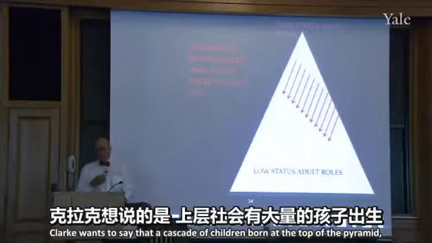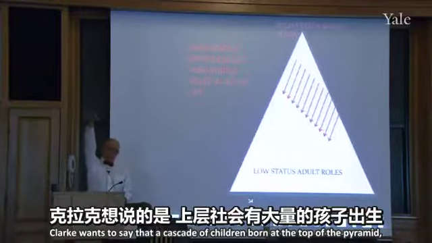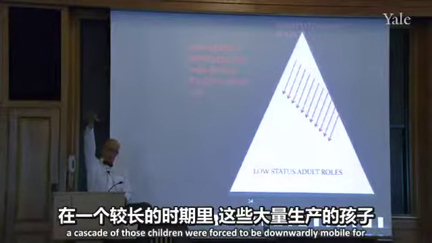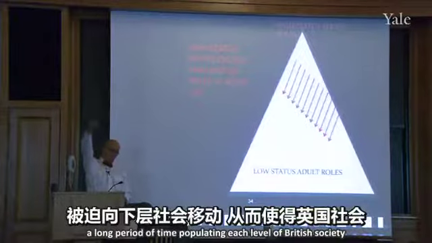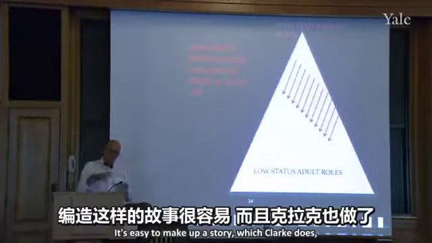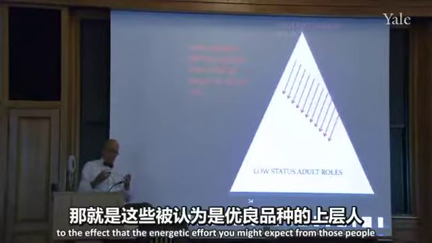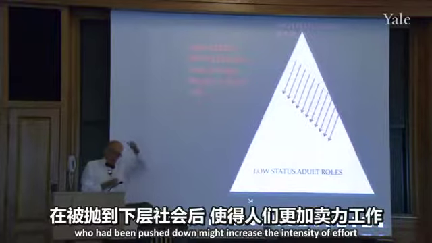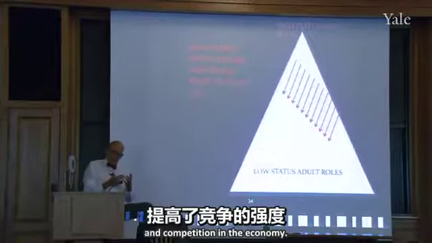Clark wants to say that a cascade of children born at the top of the pyramid, a cascade of those children were forced to be downwardly mobile for a long period of time, populating each level of British society with adults who had begun life with the advantages of being on top. And it's easy to make up a story, which Clark does, to the effect that the energetic effort you might expect from those people who had been pushed down might increase the intensity of effort and competition in the economy.